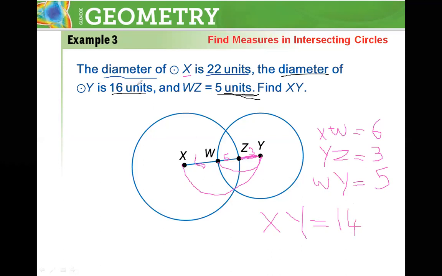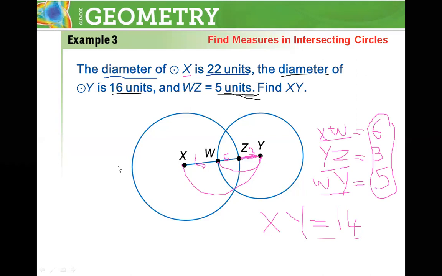Again, from the beginning, we have the diameter of the first circle, and we get the radius. We have the diameter of the second circle, 16, and we get 8. Then we subtract 8 minus 5 and 11 minus 5. We get the lengths of XW, YZ, and WZ, and we add them to get the length of XY. XY is equal to 14 units, and this is our result.